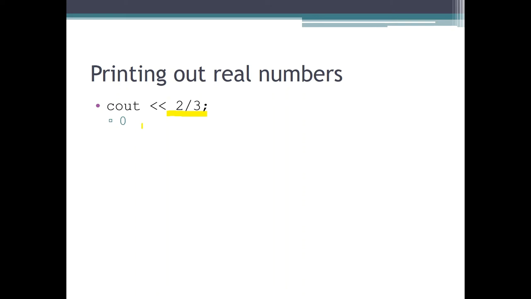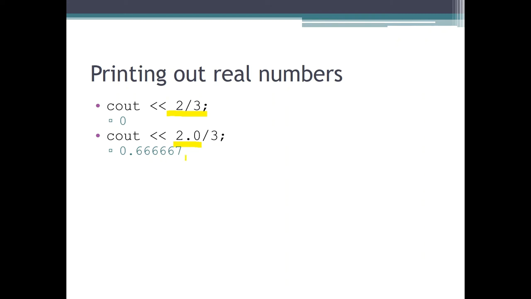Now if we want to print it out like in real numbers, with real division, we can use the type conversion operator which I showed you in the previous slide, but also we can write it something like that. We can write that we divide 2.0 by 3, and this 2.0 is also perceived as a double, a real number. In this case, we will print out the real division, which is 0.666667.